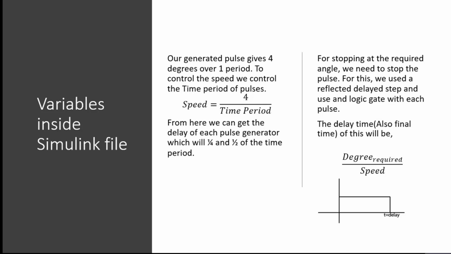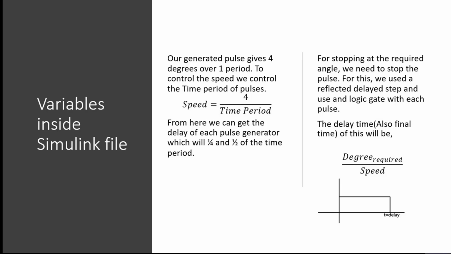Our generated pulse gives 4-degree rotation over the full time. As speed is inversely proportional to the time period, the relation between time period and speed is shown here. From here, we can get the delays for each pulse generator, which will be 1/4 and 1/2 of this time period.